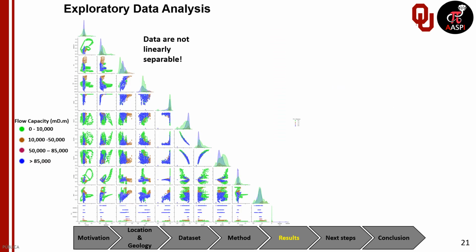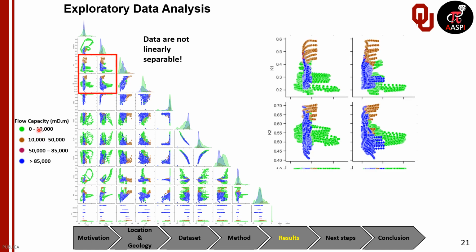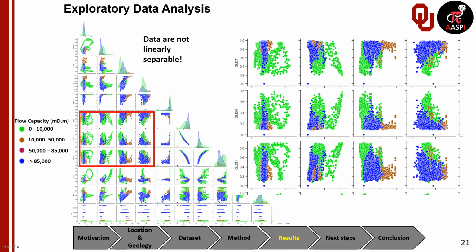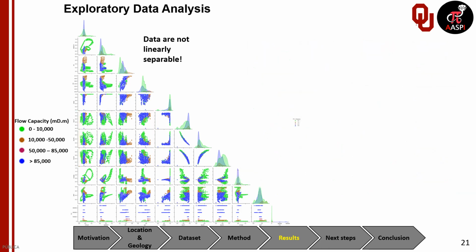So, exploratory data analysis, let's take a look at the pair plots. Here we have the pair plots, which are the cross plots between each of the seismic attributes. As you can see here, the hue is the value of the flow capacity. So as you can see, the data is not linearly separable, and there is very low correlation between the attributes.